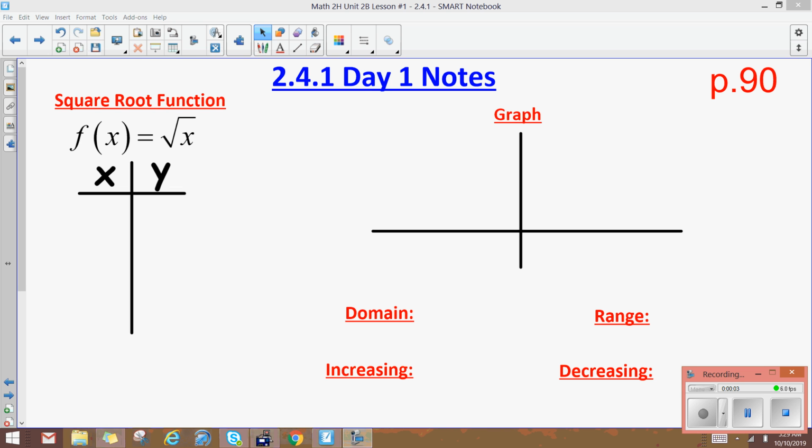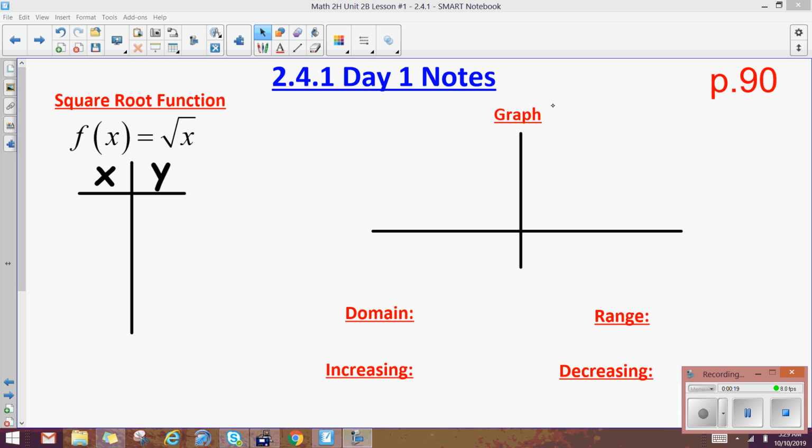Today we're going to go through section 2.4.1. We're going to be dealing with square roots and cube root functions. If you turn to your notebook, there should be a blank page right around page 90. We're going to have the same setup for 4 different slides.